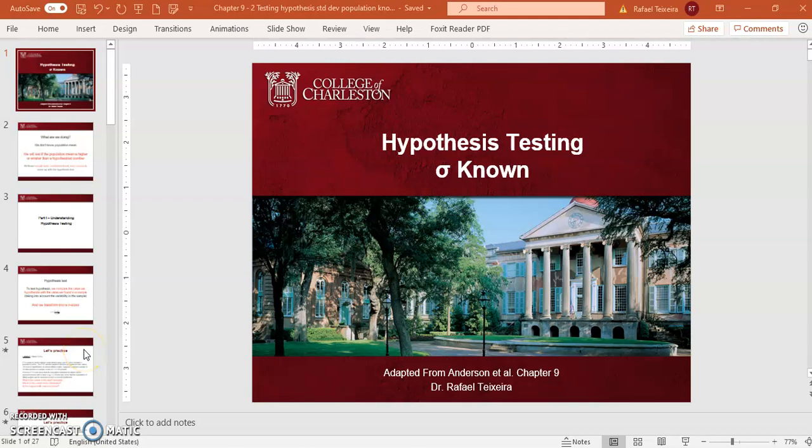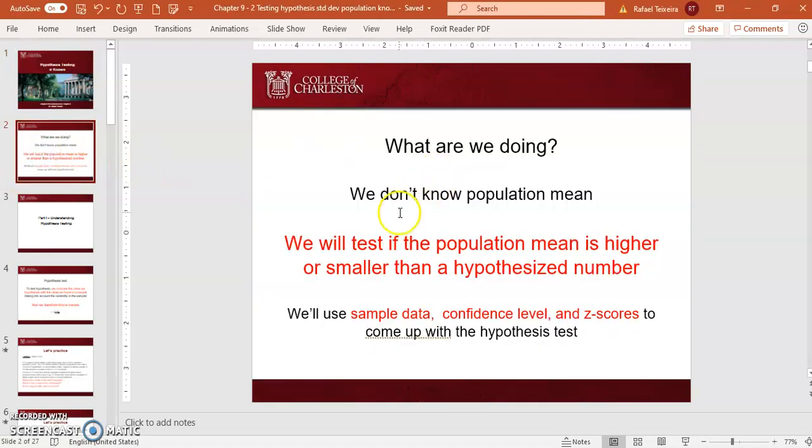Hi, this video is to talk about hypothesis testing when we know the population standard deviation. This is one of the three cases we're going to have in this class. The first one is hypothesis test about the mean when we know the population standard deviation. We don't know the population mean, and we're going to test if the population mean is higher, smaller, or different than a hypothesized number. We'll use sample data, confidence level, and z-scores to come up with the hypothesis test.